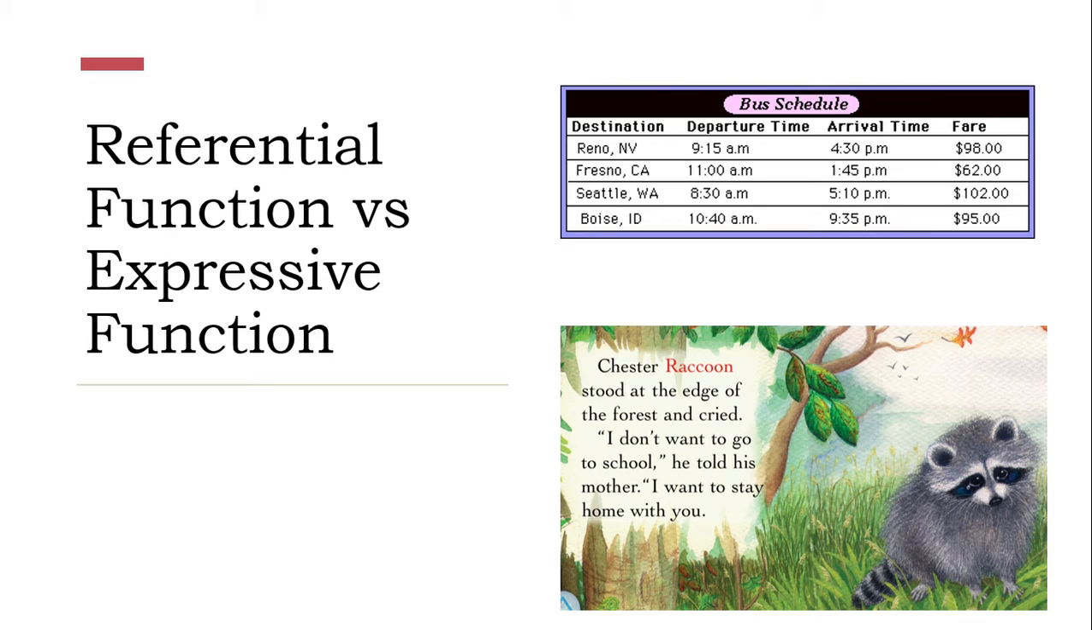So for example, in this Chester Raccoon story, we can ask, why do you think he's crying? Why do you think he doesn't want to go to school? Why do you think he wants to stay home? And then we can get tons of answers.